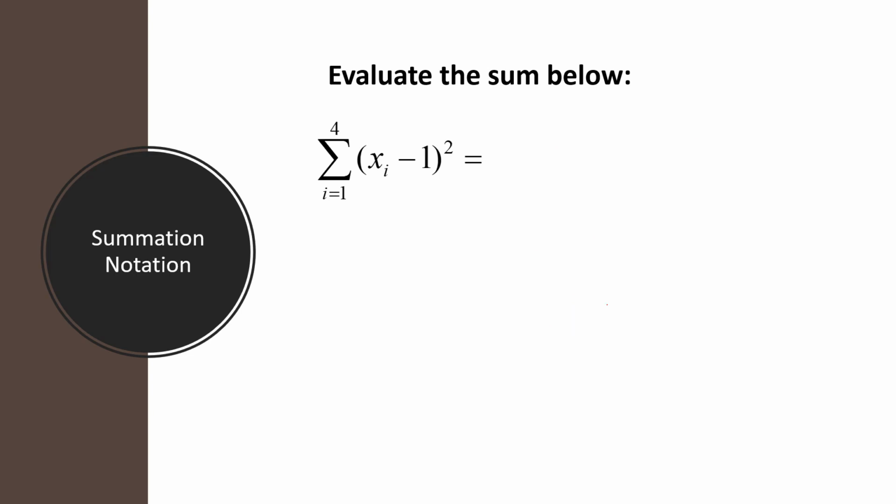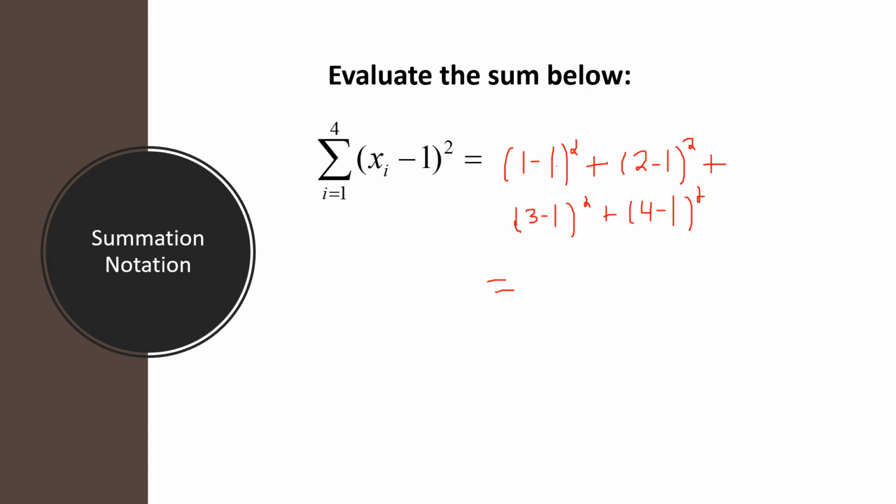Let's do one more example. Evaluate the sum below. This time we're going from 1 to 4. So when i is 1, we have 1 minus 1 squared plus, we plus because that's what this symbol is telling us. Our next one would be i is 2. So we have 2 minus 1 squared plus i is 3. So we have 3 minus 1 squared. And finally i is 4, and we stop. 4 minus 1 squared.